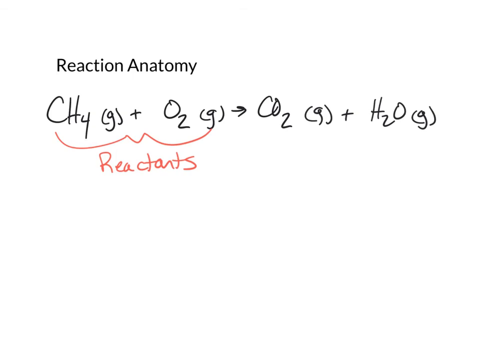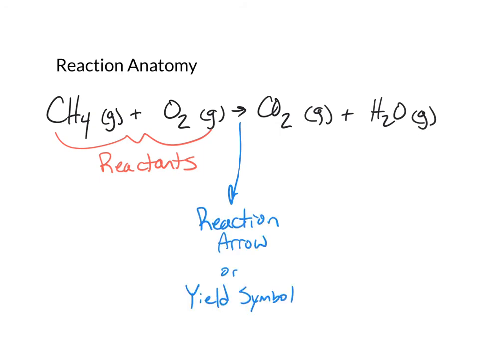Now you might notice that you also have (g) after each one of these reactants, and these represent the states of matter that the two reactants are in. And we'll talk about that in a couple slides. Now the next thing you encounter is this arrow pointing to the right, which represents the chemical reaction symbol, or the yield symbol. This particular arrow represents the halfway point of the chemical reaction. Everything to the left are the ingredients, and everything to the right of the arrow represents what is produced when the chemical reaction is finished.